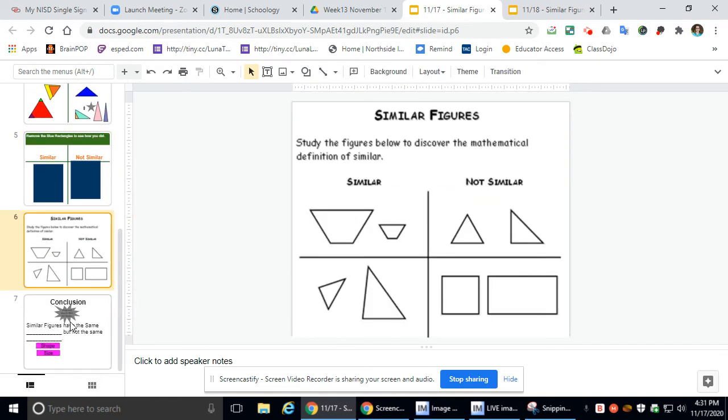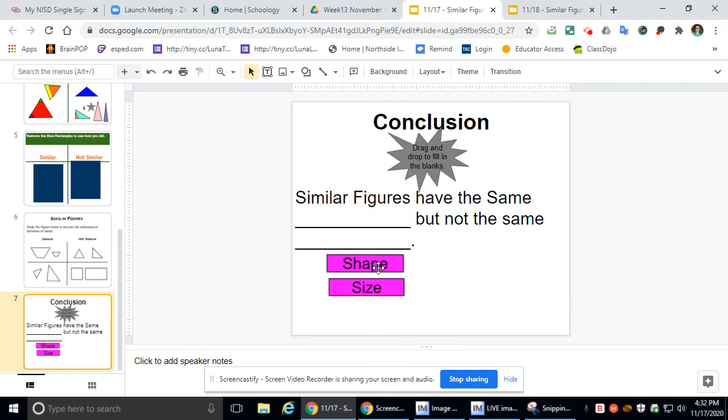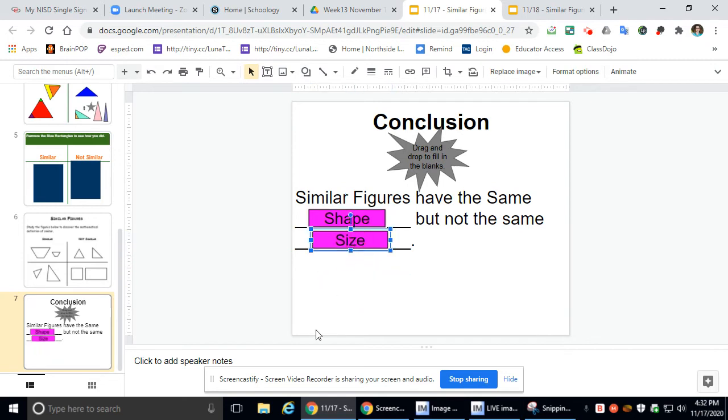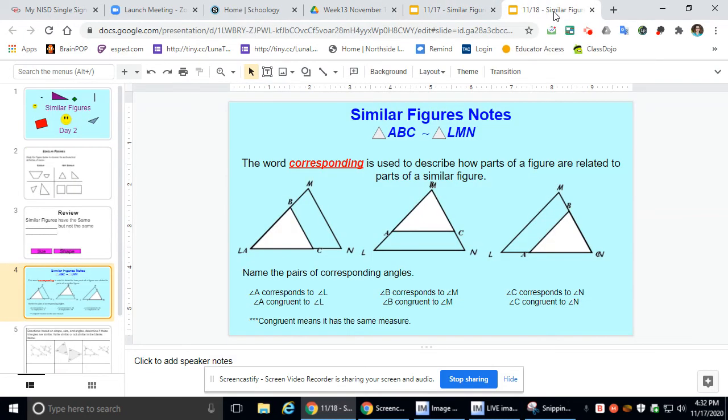So as you can see, the similar figures, they have the same shape, but they're not necessarily the same size. And there's some other characteristics that we definitely need to look at. Like for example, this one's a square and this one's a rectangle. And this one looks like an equilateral triangle versus a right triangle. Definitely characteristics that we need to explore more. So in conclusion, similar figures have the same shape, but not necessarily the same size. Okay, so I'm going to go ahead and move on to the next thing.